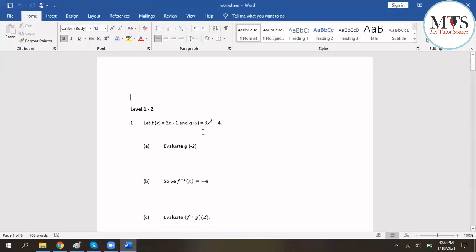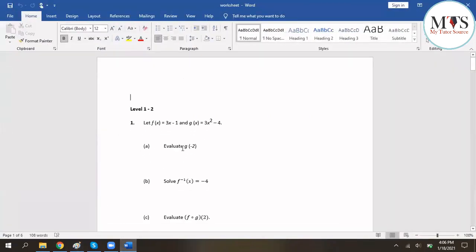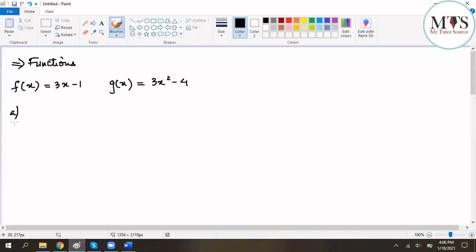Question number 1 gives us two functions, f of x equals 3x minus 1 and g of x equals 3x squared minus 4. Now we have two separate functions in this question, and part A says evaluate g of -2.